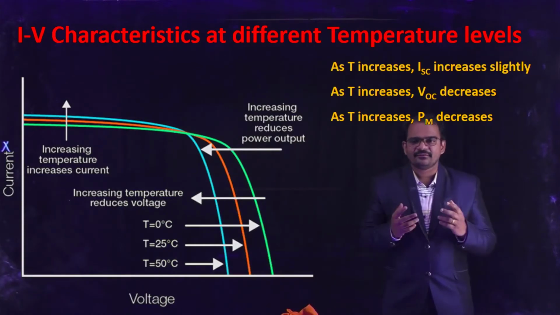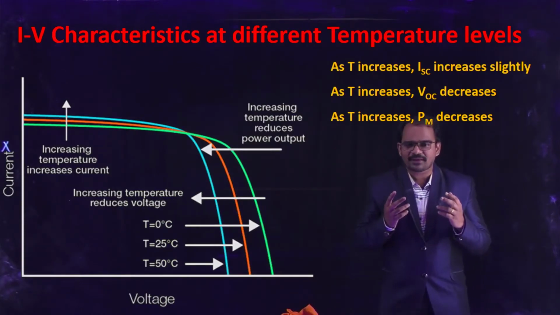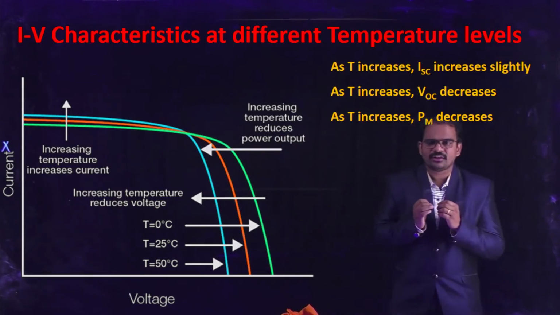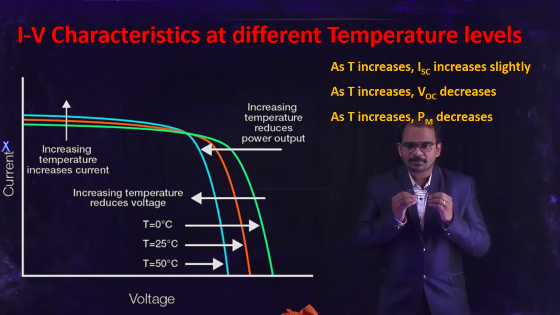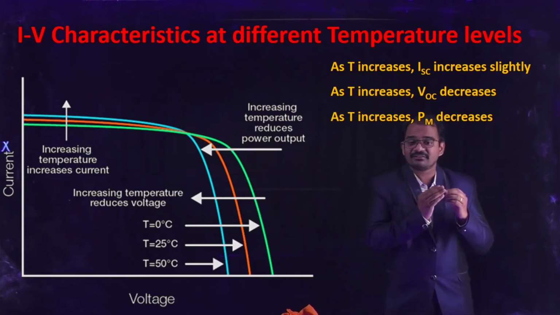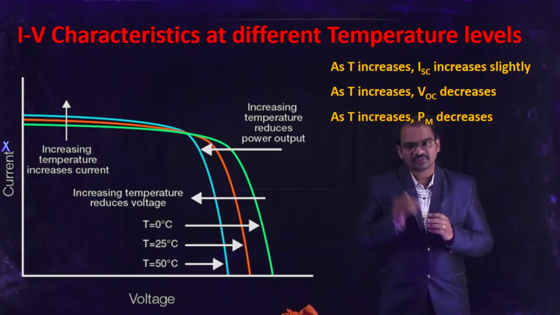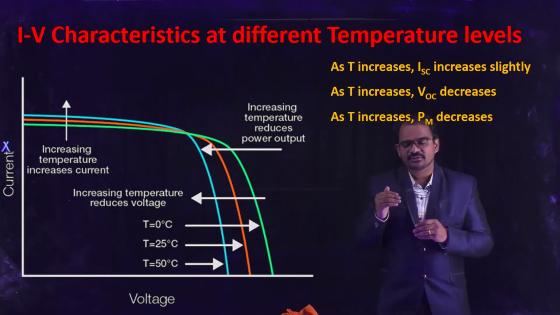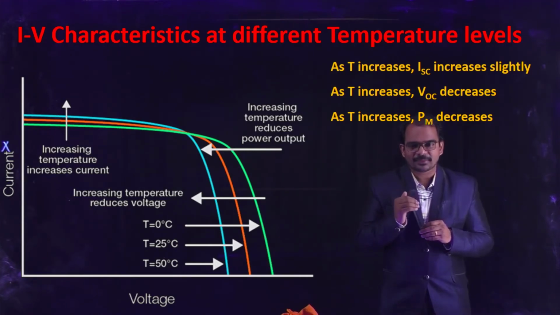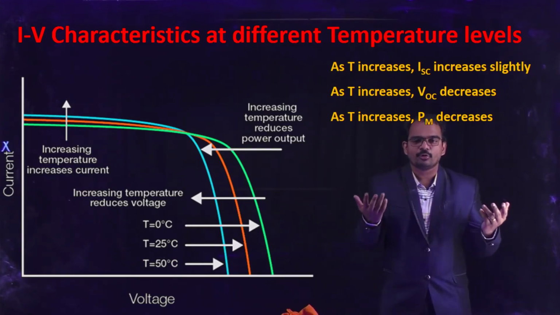Now let's see the variation of the IV characteristics of a PV panel with change in temperature. We already know that the short circuit current of a PV module has a positive temperature coefficient. That is, as temperature increases, the short circuit current increases very slightly. On the other hand, as the temperature increases, the open circuit voltage decreases owing to its negative temperature coefficient. The same is valid for power as well. As the temperature increases, the maximum power also decreases owing to its negative temperature coefficient.